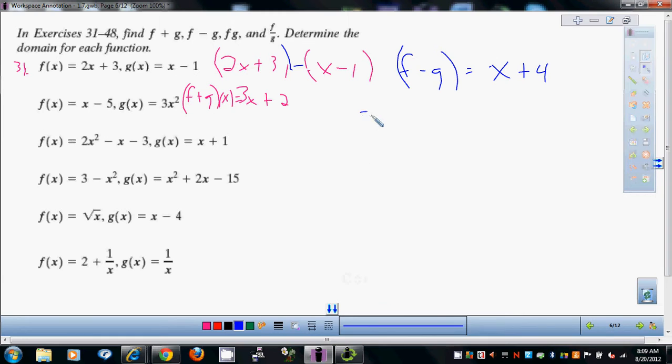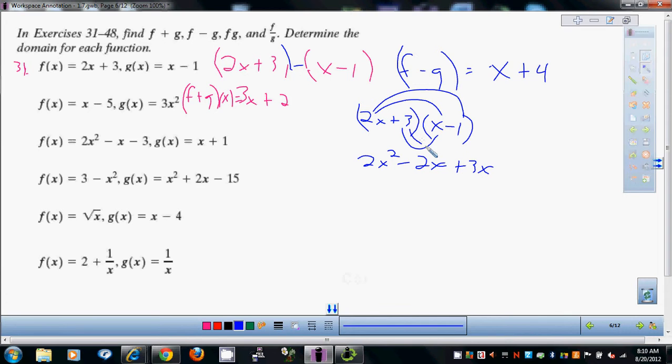F times g. Who can tell me what we're going to be doing with this one? Yes. You have to FOIL it. That'll be 2x squared minus 2x plus 3x minus 3. And then when you're done, you just do your like terms, which are what in this case? Right. Negative 2x and 3x add up to get what? Positive x. Very good. And that's f times g.